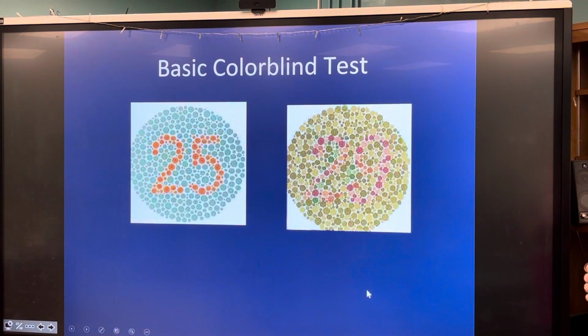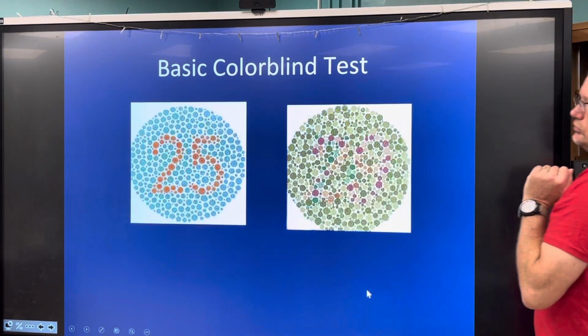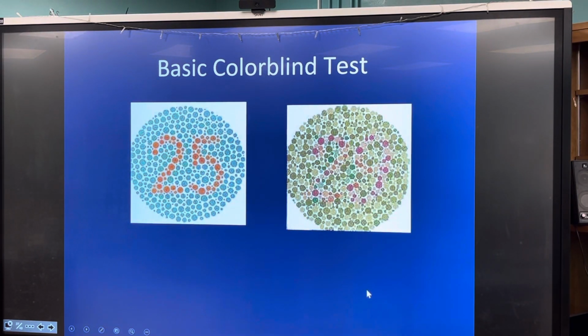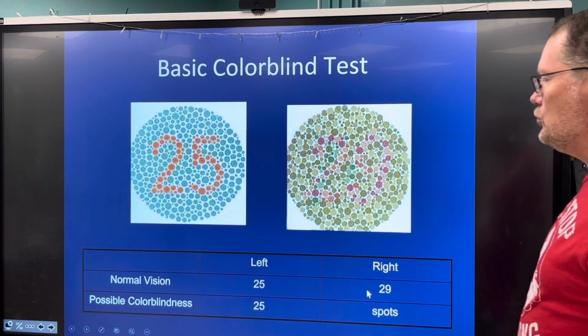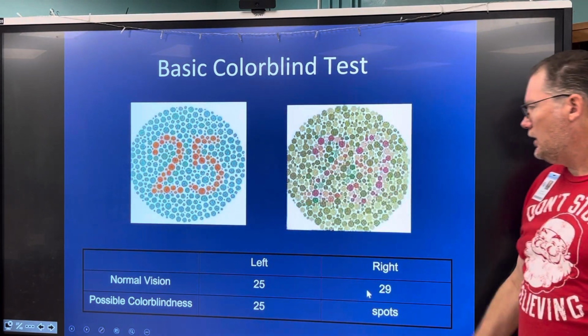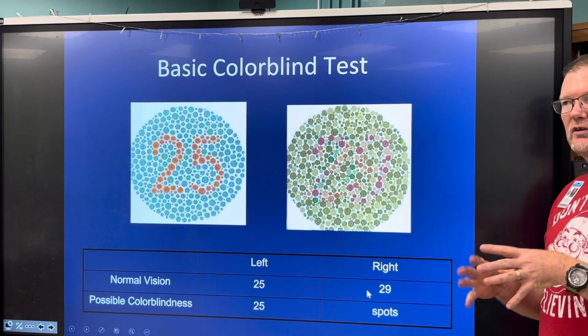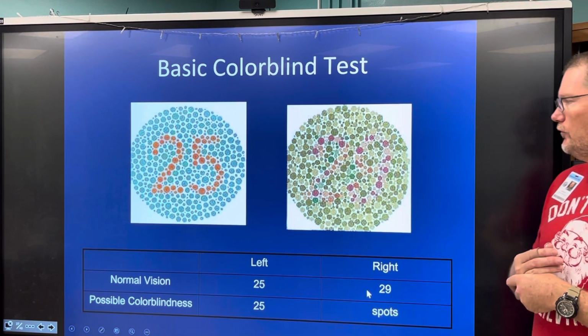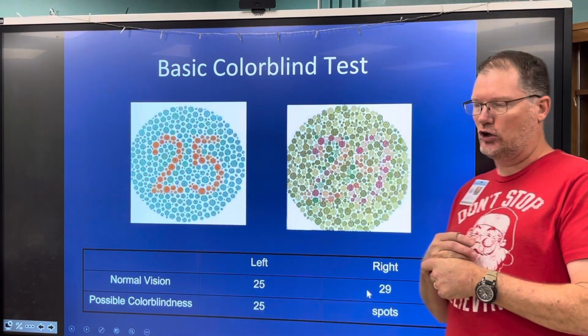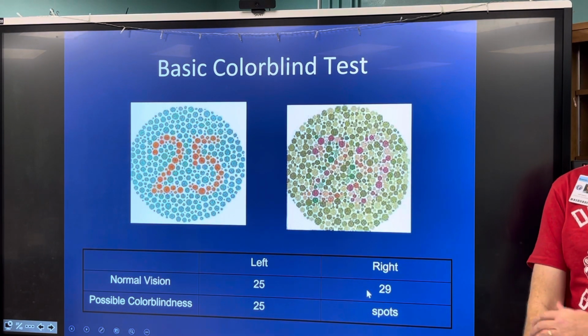So now it's your turn, okay? Take a look at these two circles. What do you see? Can you see a number? Here's the results. If you have normal vision, you see a 25 here and a 29 here. But possibly, you need a doctor to tell you, a visual specialist to tell you for sure, if you see 25 here, but you just see spots here and you don't see 29.